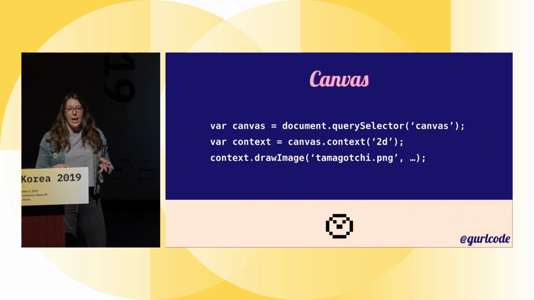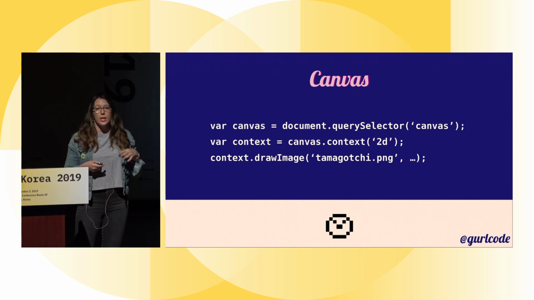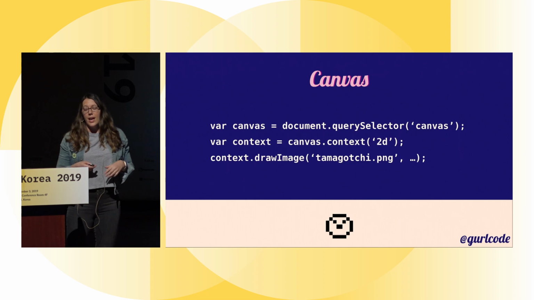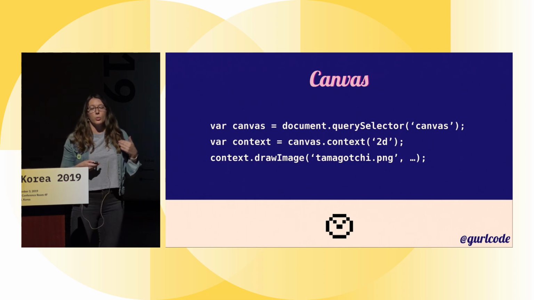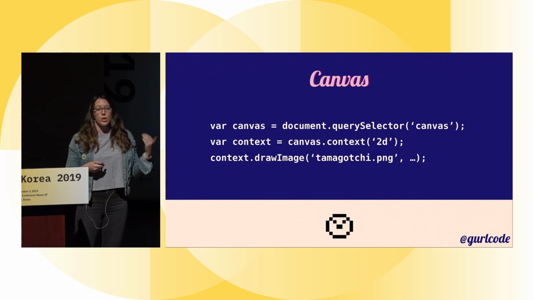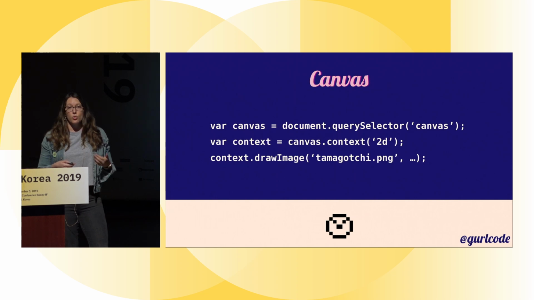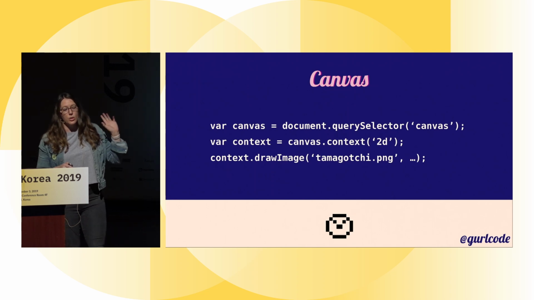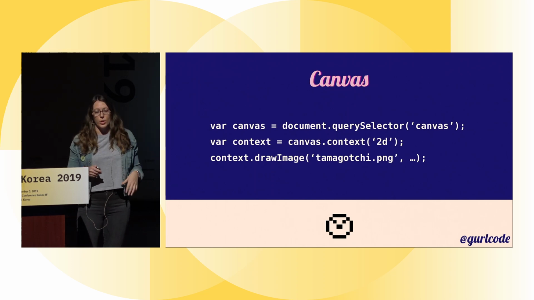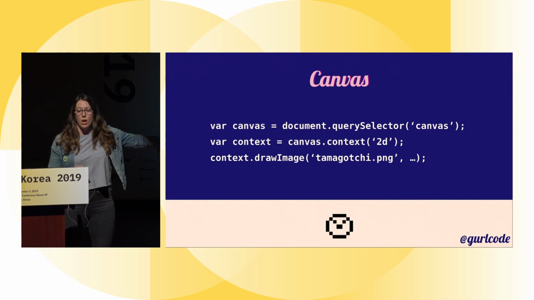Now, if you've never worked with the canvas element, it's really easy to work with. You're going to query the DOM for the canvas element. And then to draw on the canvas, you're going to request the type of context that you want. So in this case, we want 2D, not 3D. And then you're going to give it an image to draw and some XY coordinates that I'm really not going to get into right now because they don't matter as much. And you're going to do draw image, that image to the screen. So you can see that my Tamagotchi is drawn to the screen.